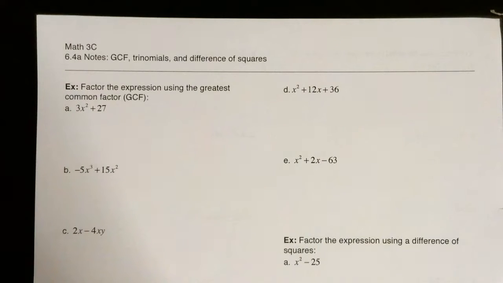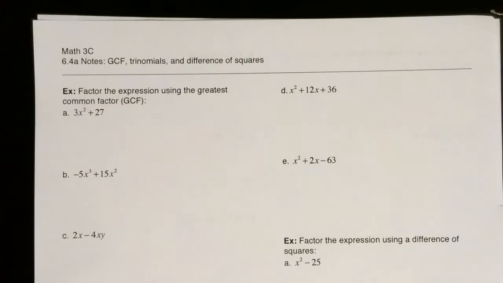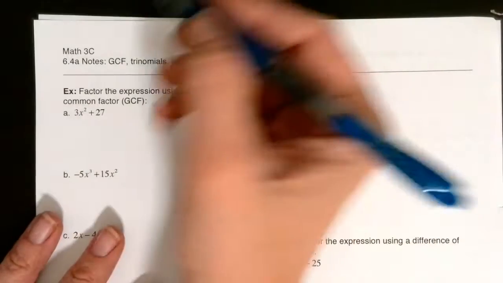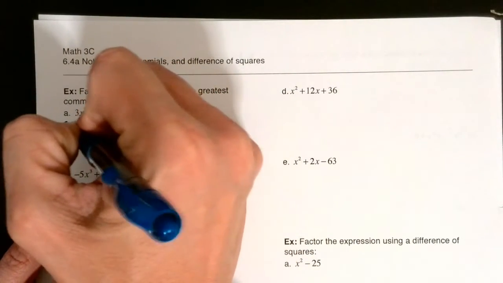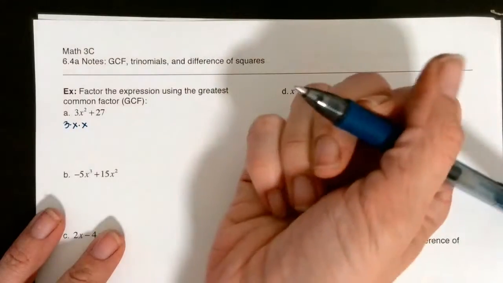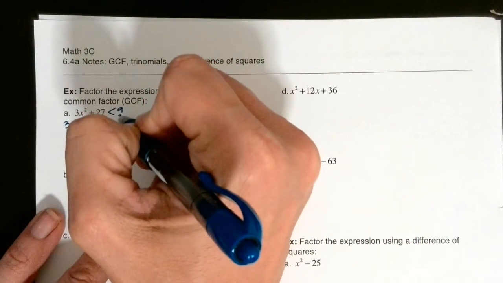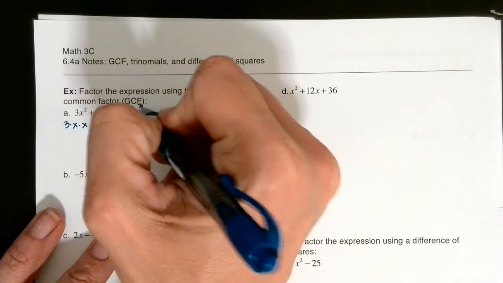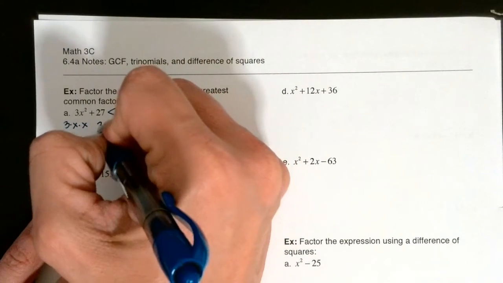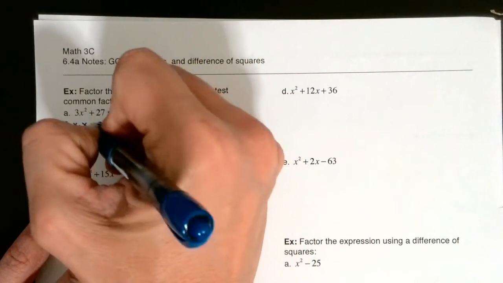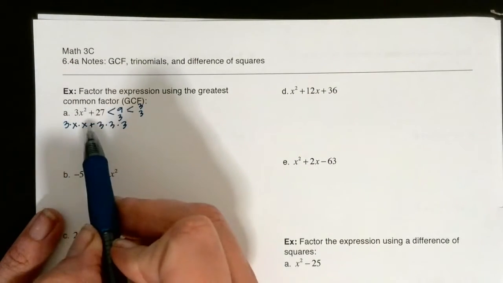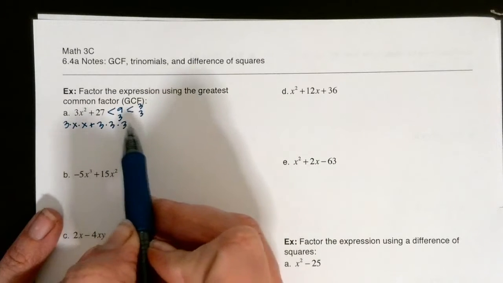So GCF stands for the greatest common factor, so what they have in common. So the first problem, I'm going to break it down for you, and then after that we'll just go with the pattern. So 3x squared is 3 times x times x. Yes? Okay. 27 is 9 times 3, but we can break down 9 into 3 times 3, so it's 3 times 3 times 3. Okay? So this is what I have, 3 times x plus 3 times 3 times 3.